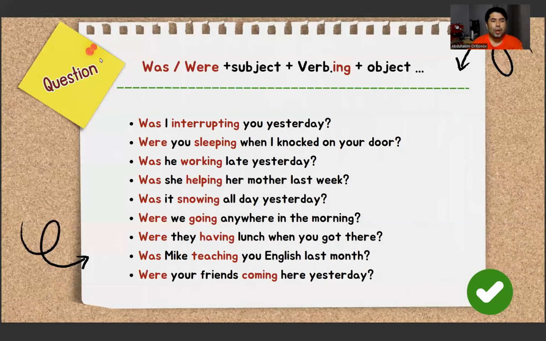Now, question form. As usual, we put the helping verb before the subject in order to make a question. Was or were plus subject plus verb-ing plus object. Examples: Was I interrupting you yesterday? Were you sleeping when I knocked on your door? Was she working late yesterday? Was she helping her mother last week?